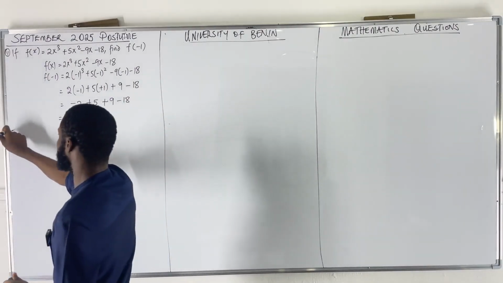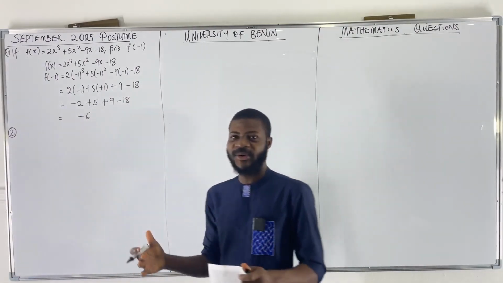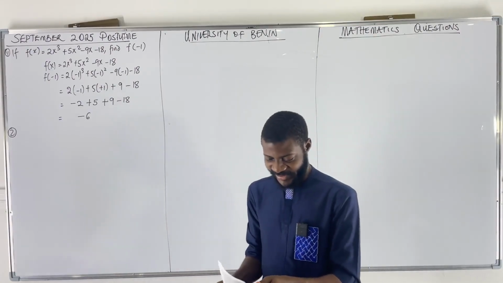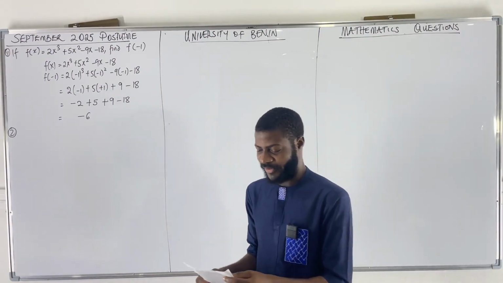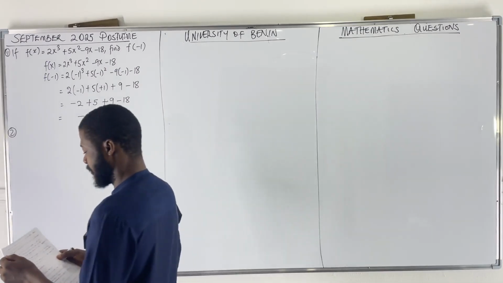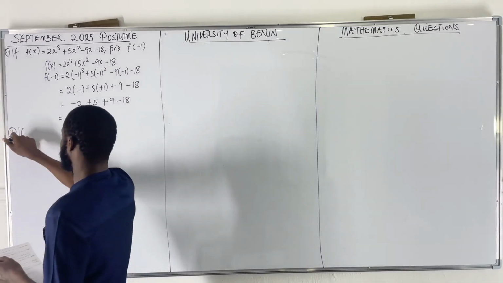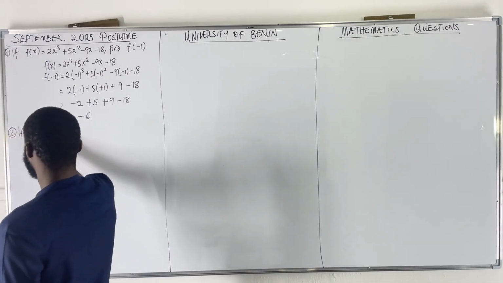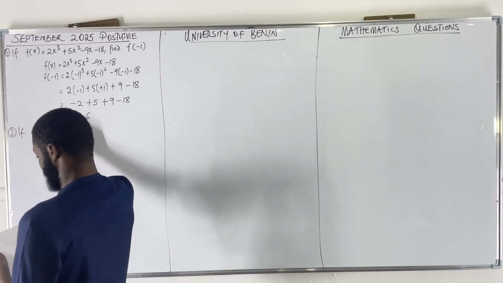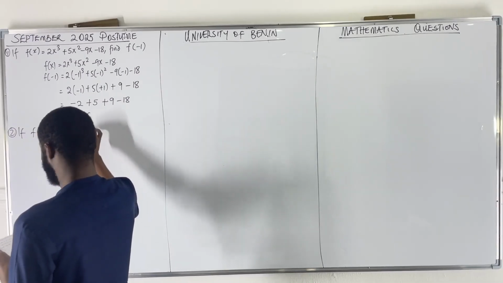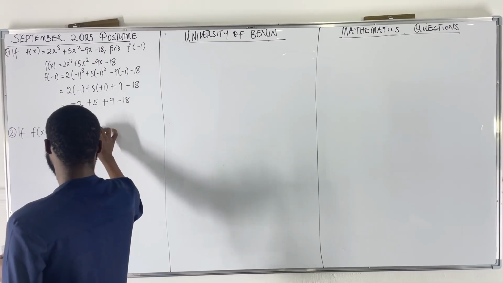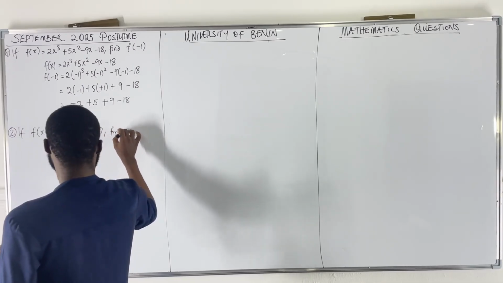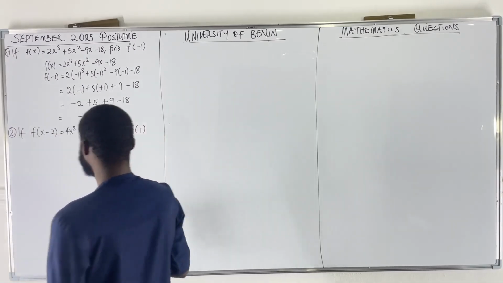For the second one, I'm trying my best not to talk so much so that I don't make this video very long. This one says, if f of x minus 2 is equal to 4x squared plus x plus 7, you have to find f of 1.